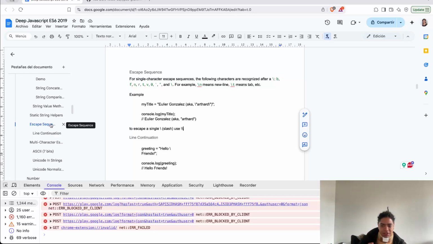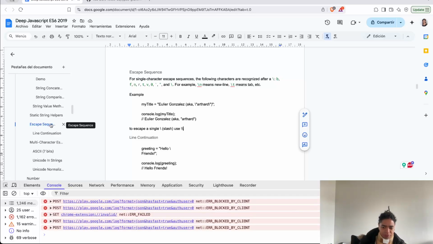So an escape sequence is helpful when, for example, we want to print single or double quotes, all right? Or a forward slash, not a backslash, okay? So it's quite interesting to understand that.